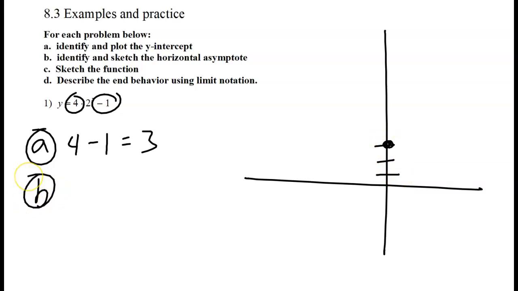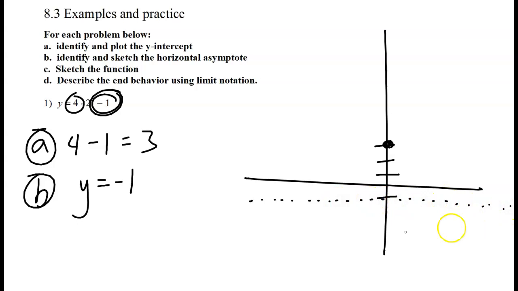Part B. What is my horizontal asymptote? Well, yesterday our horizontal asymptote was 0, but today we're going to be subtracting 1 from that. So now my horizontal asymptote is at negative 1. So now I'm going to draw a horizontal asymptote at negative 1. So there's negative 1. And I'm going to draw a dotted line going through negative 1. So this is different from yesterday. Yesterday my horizontal asymptote was the x-axis. But today it's going to be whatever that c value is on the end there. Okay.